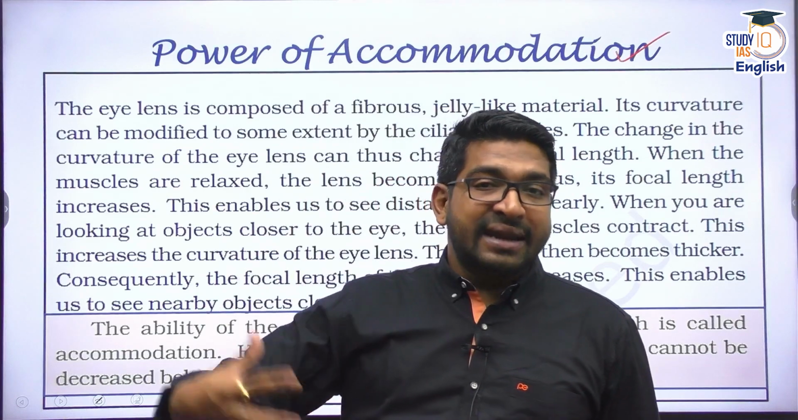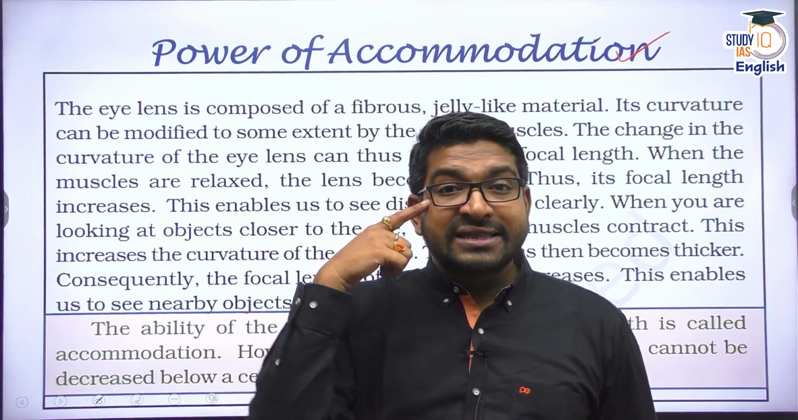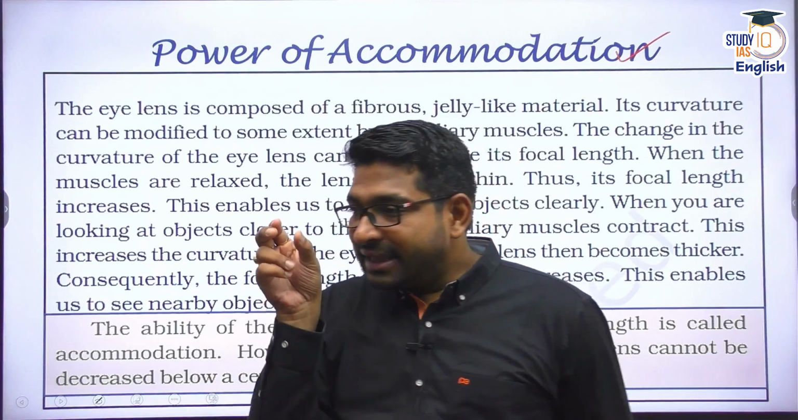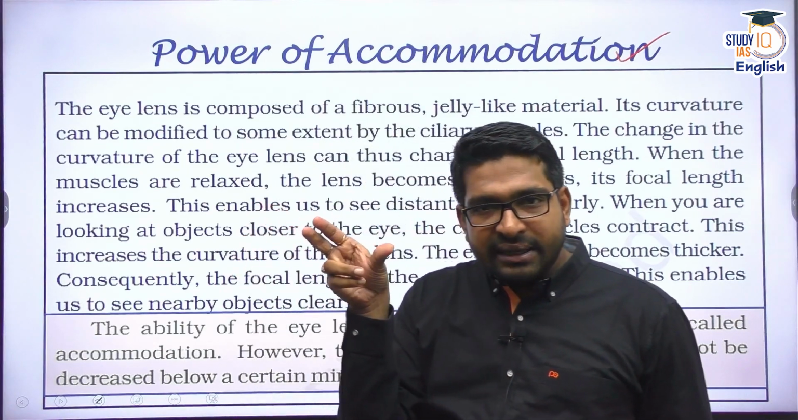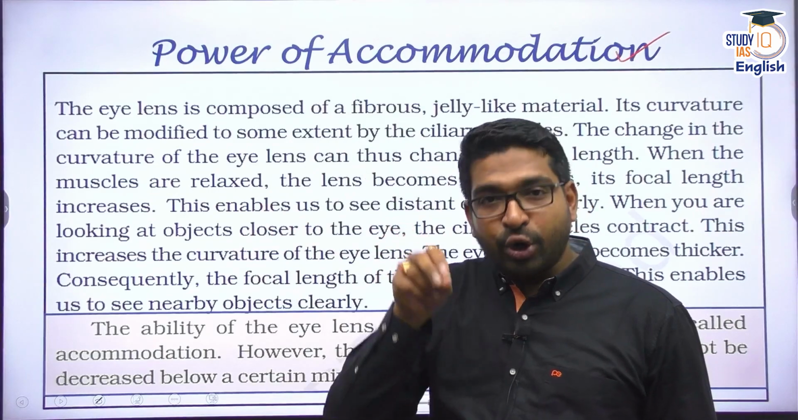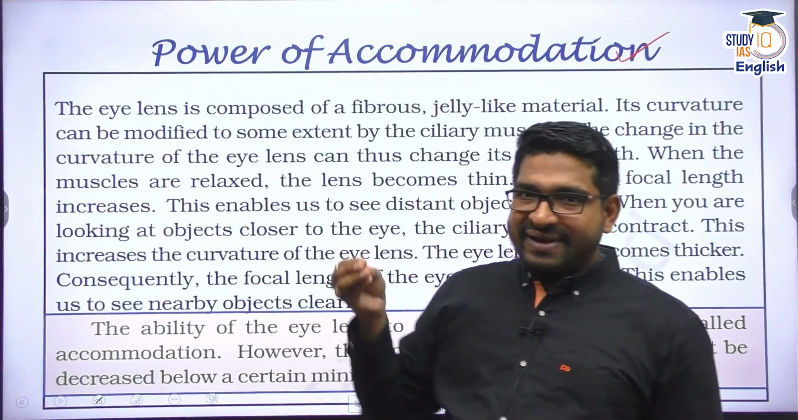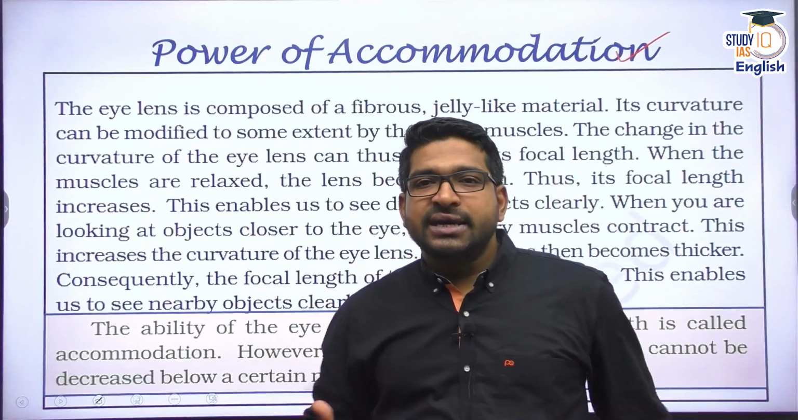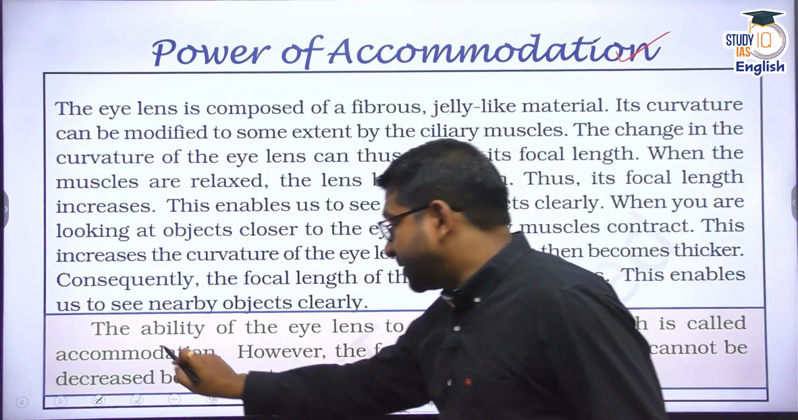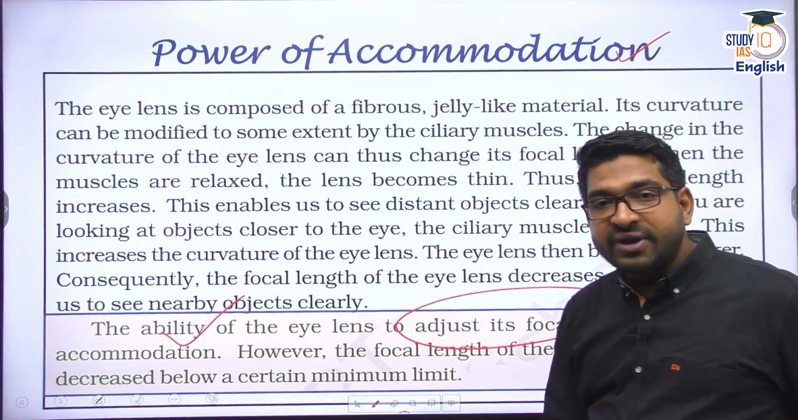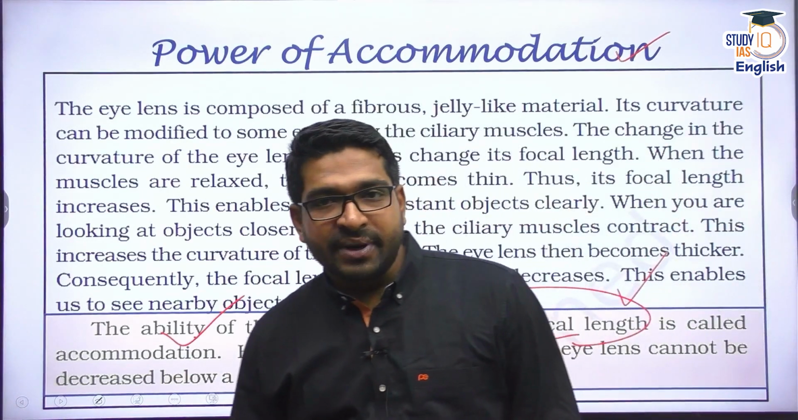And we have a natural power of accommodation because of the ciliary muscles. The ciliary muscles in the eye tend to thicken the lens or thin the lens automatically, allowing us to focus on near objects as well as far objects. This is called the power of accommodation, the ability of the eye to adjust its own focal length because of the ciliary muscles.